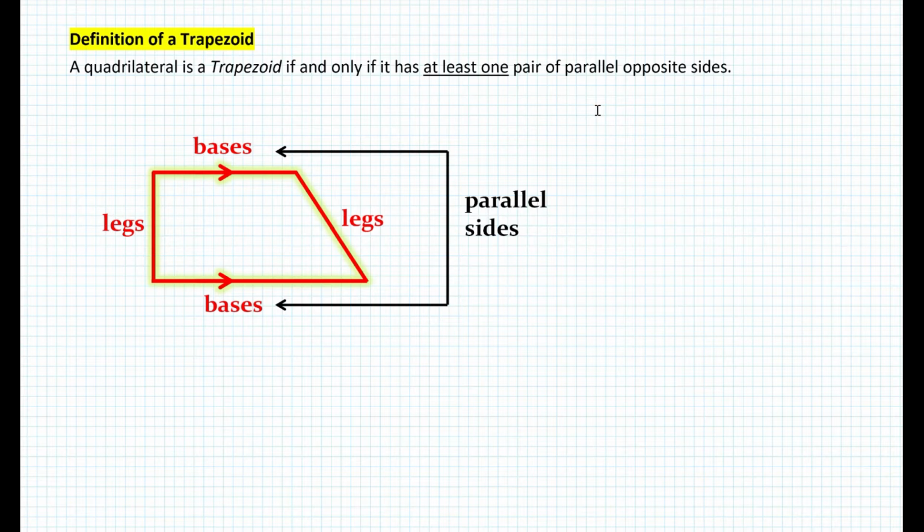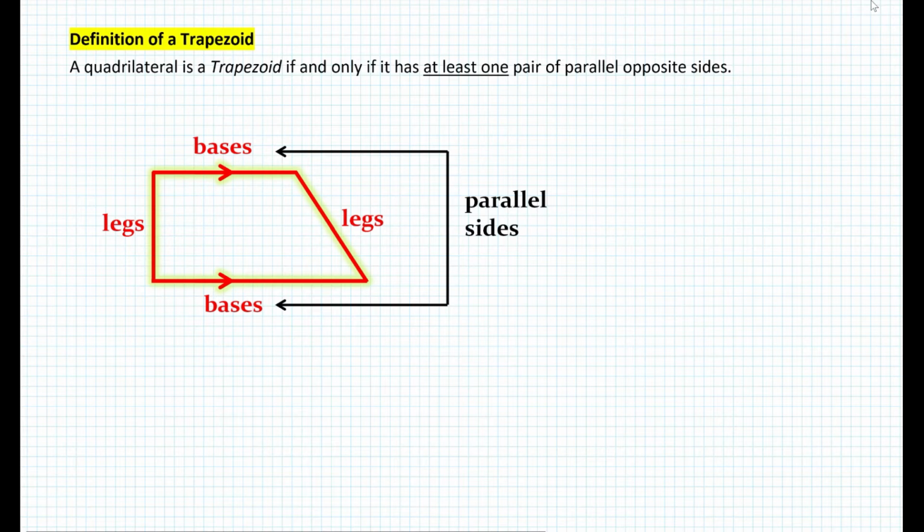So that means that the bases that are parallel and shown here in the diagram are not necessarily the only parallel sides. Also the legs that are not necessarily parallel could actually be parallel as well. So what does that mean? It means that every parallelogram is considered a trapezoid.